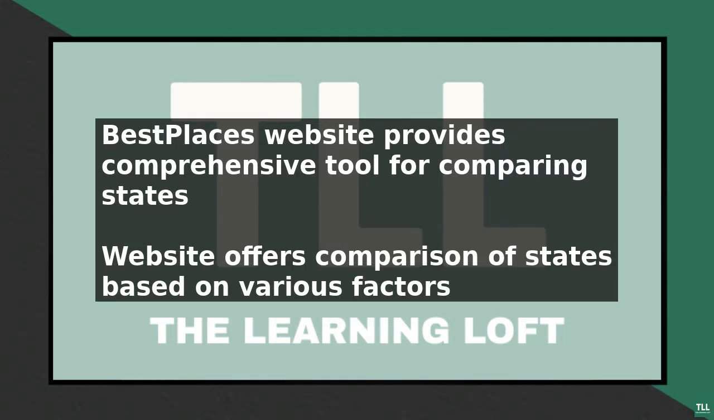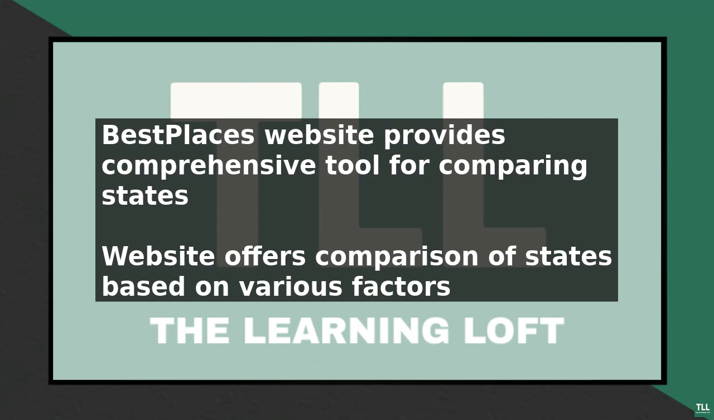Welcome to this tutorial on how to use Best Places State Comparison. Best Places is a website that provides a comprehensive tool for comparing different states in the United States based on various factors such as cost of living, education, healthcare, and more.